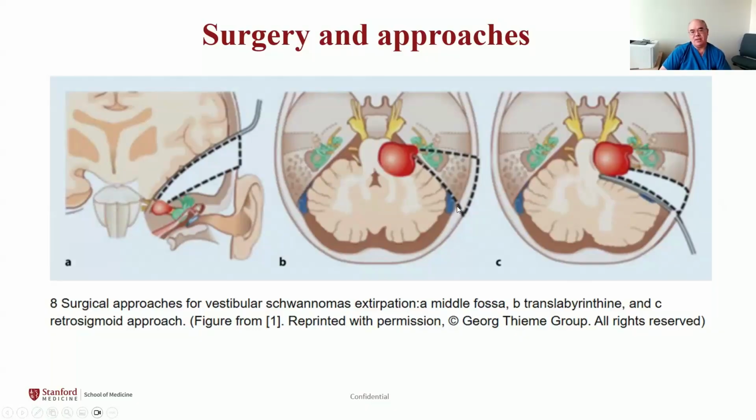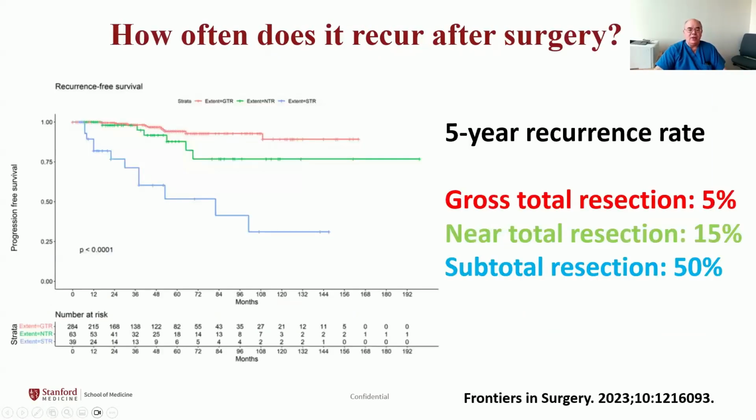Picture B is what's called a translabyrinthine approach. There's a lot of bone drilling to get down to the tumor, but it often gives you a little bit straighter shot to the tumor from a visual angle. And then C is what's called a retrosigmoid approach, where you come in behind the ear. It's nowhere near as much drilling as a translab approach. And the retrosigmoid approach is a very familiar approach to neurosurgeons. So a lot of neurosurgeons prefer this type of approach. So that's how we get down to the tumors.